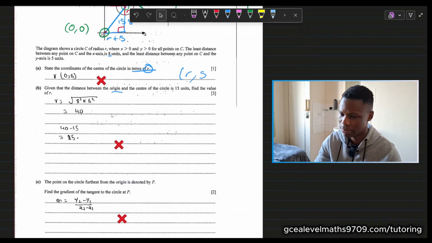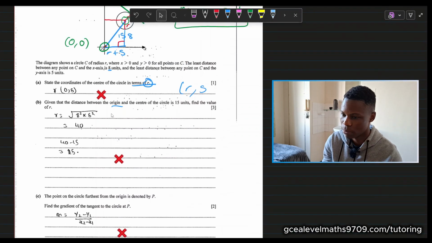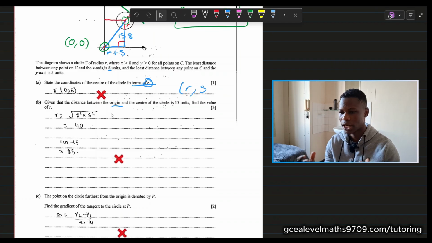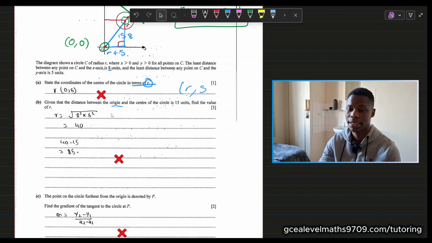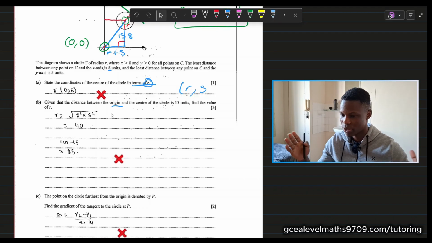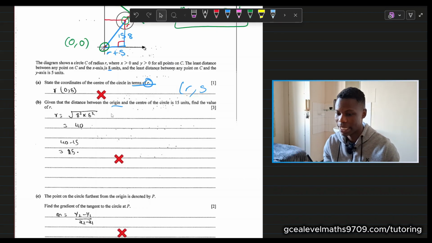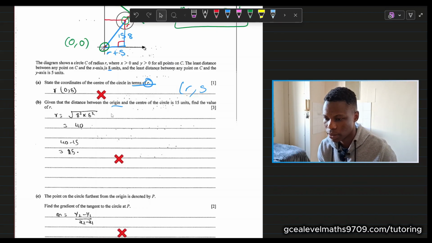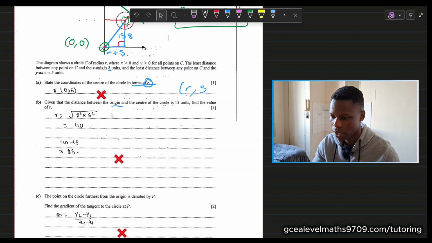Coordinate geometry seems to be a very, very, very weak point. I think anything to do with triangles, sectors, geometry, because I'm seeing that the circular measure was weak, the coordinate geometry was also weak. So it seems like there's a very, very strong gap, a big gap there that needs to be closed. So yeah, maybe work on that.